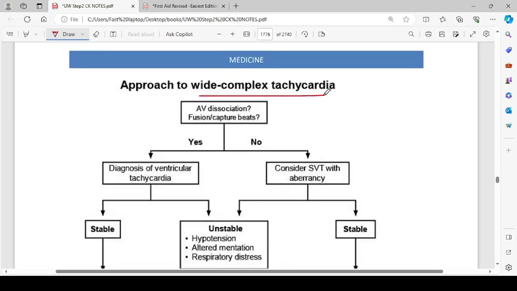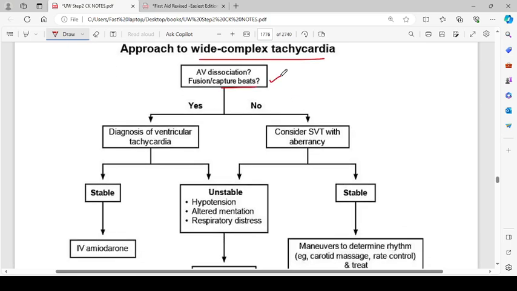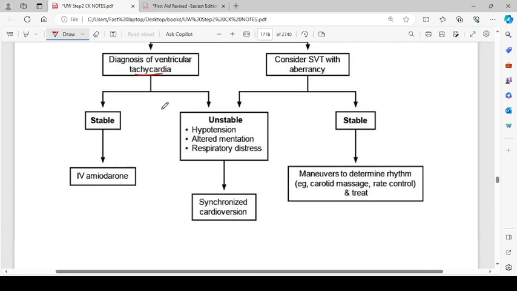Approach to wide complex tachycardia. First look for AV dissociation and fusion or capture beats. If they are present, the diagnosis is ventricular tachycardia. If the person is stable, give IV amiodarone. If the person is unstable, like hypotension, altered mental status, or respiratory distress, go with synchronized cardioversion.